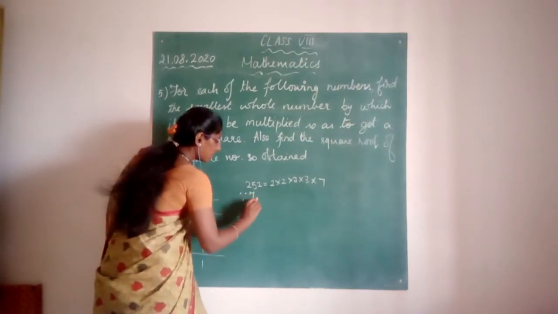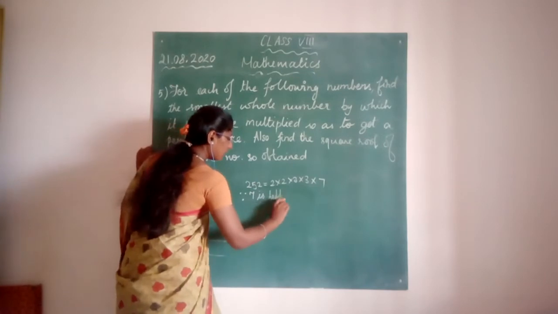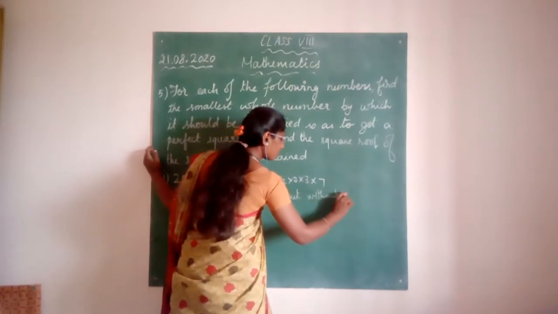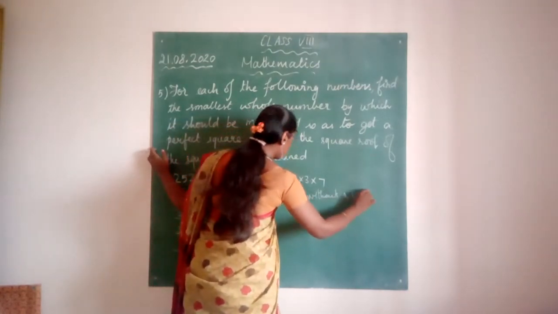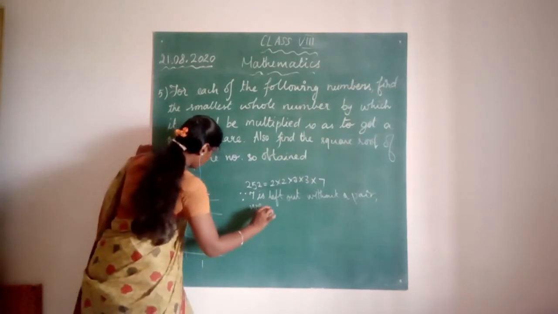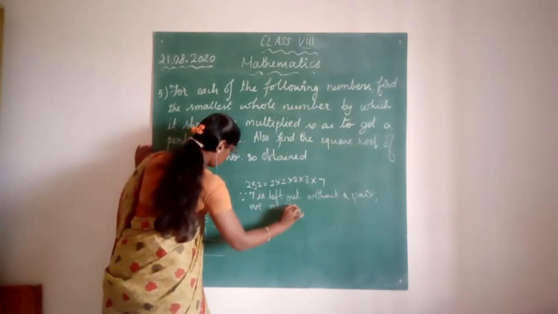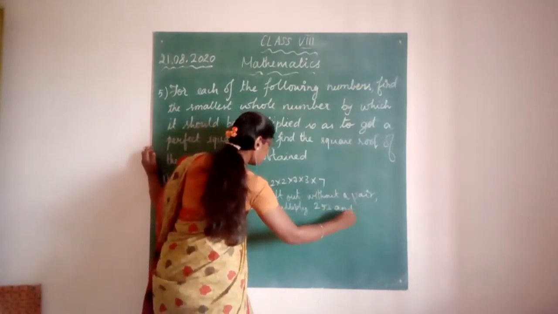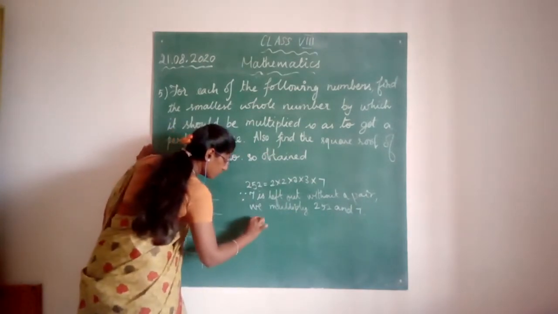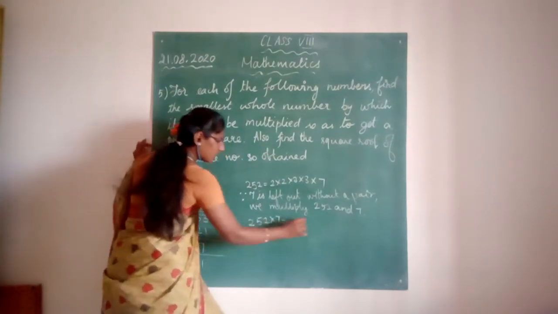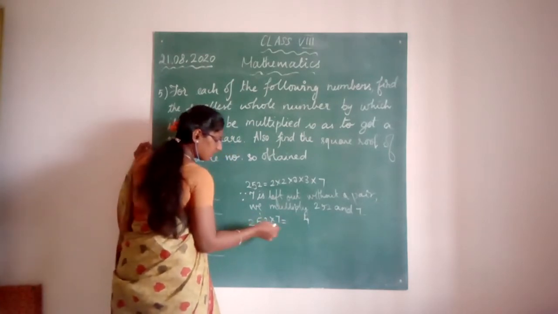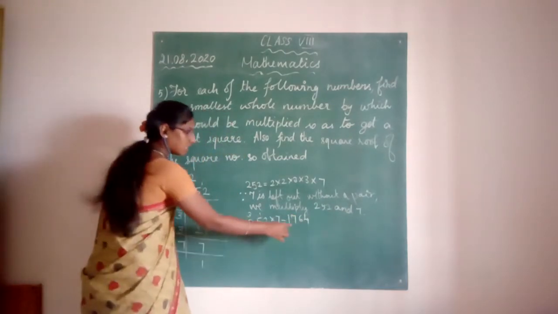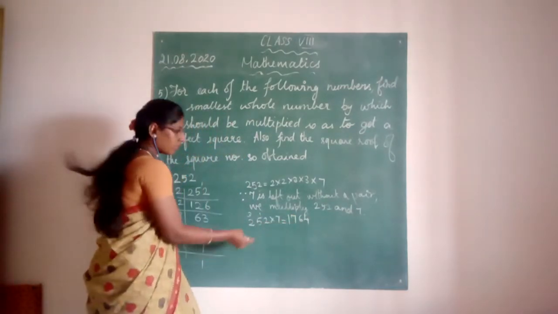Since 7 is left out without a pair, we multiply 252 and 7. So what is 252 into 7? 7 twos are 14, 7 5s are 35, 35 plus 1 is 36, 7 twos are 14, 14 plus 3 is 17. So 1764 is the square number.